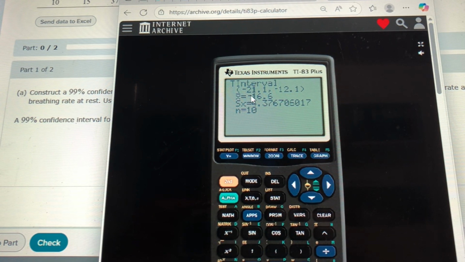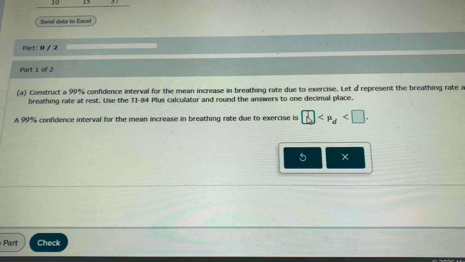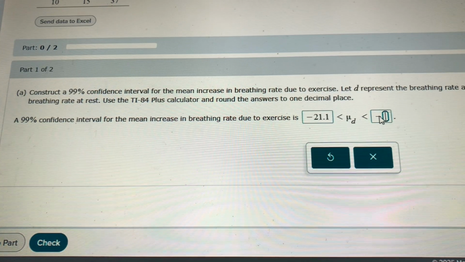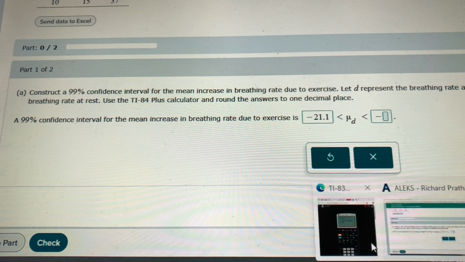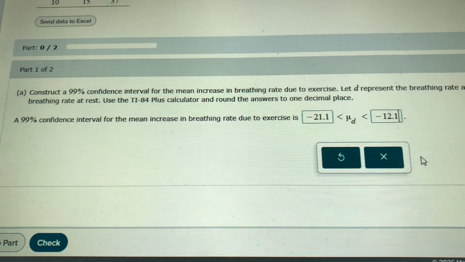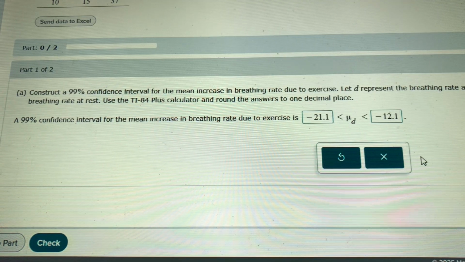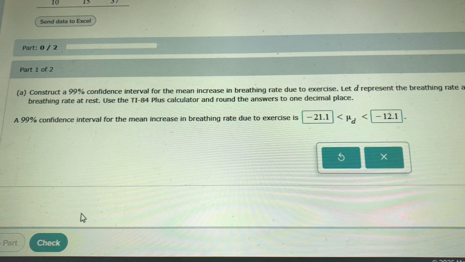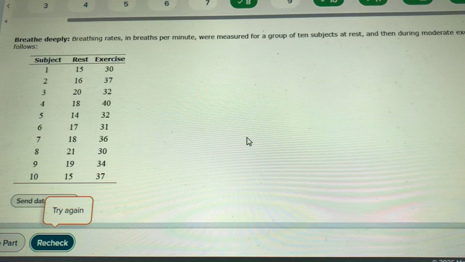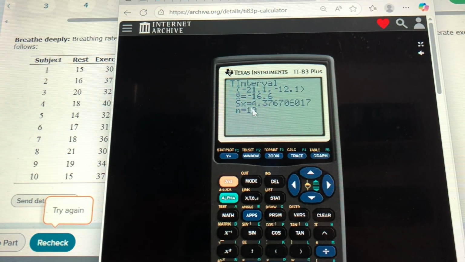So they're both negative, negative 21.1 and negative 12.1. So on average, the difference is somewhere between negative 21 and negative 12. But more importantly, it's all negative. Okay, wait. I must have had a typo. Round to 1 decimal. There was no rounding at all involved.